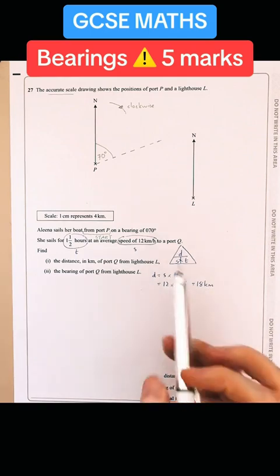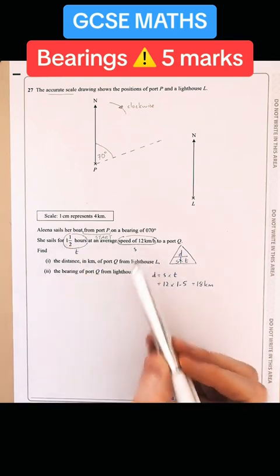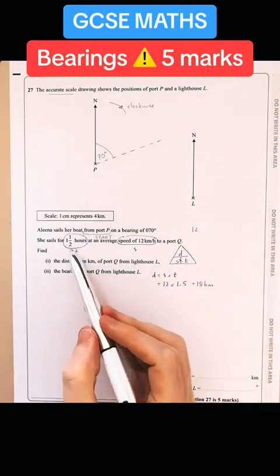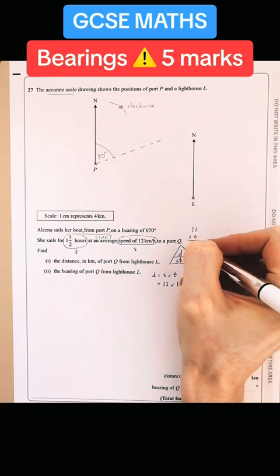Another way to get 18, as she's travelling at 12 kilometers an hour, and she's travelling for 1.5 hours. Well, I know 1 hour, therefore, will be 12. And half an hour will be half of 12. Half of 12 is 6. And 12 add 6 will give us 18.